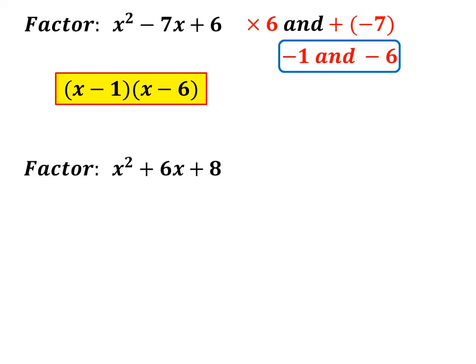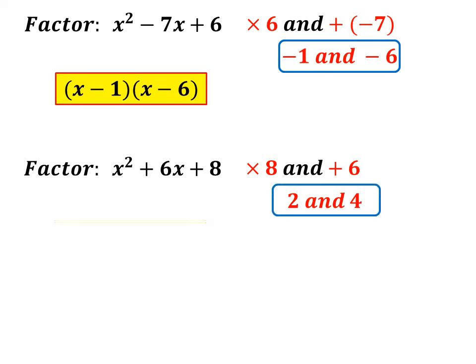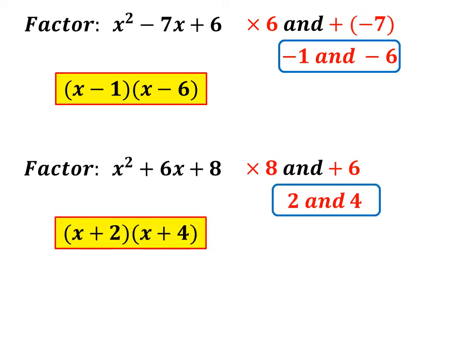Our last one, if we're factoring x squared plus 6x plus 8. Both the constant term and linear term are positive, so we're looking for two positive numbers that we multiply together to get 8 and add together to get 6. 2 times 4 is 8. 2 plus 4 is 6. So our answer is x plus 2 times x plus 4.